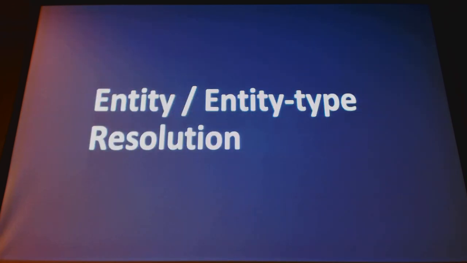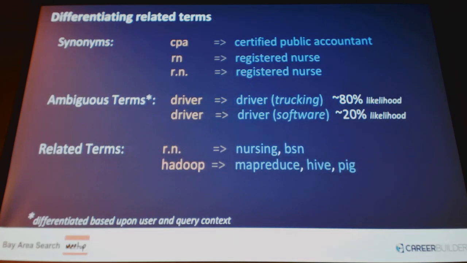All right, so to entity type and entity type resolution. There's a couple of categories of related terms that we care about. I mentioned to you that we mine our query logs, we find queries, and then we get a list, a vector of other terms that are related to the original term. There's a couple of interesting nuances.